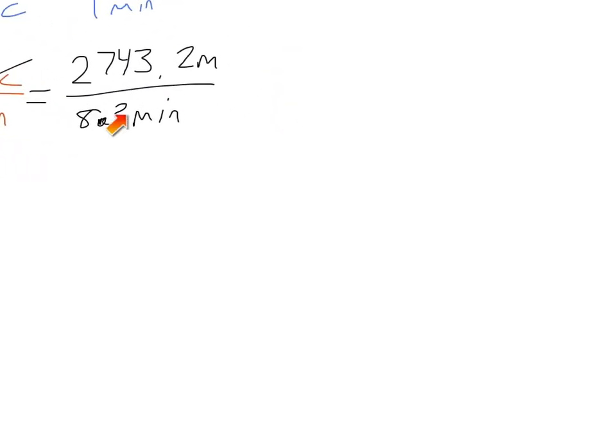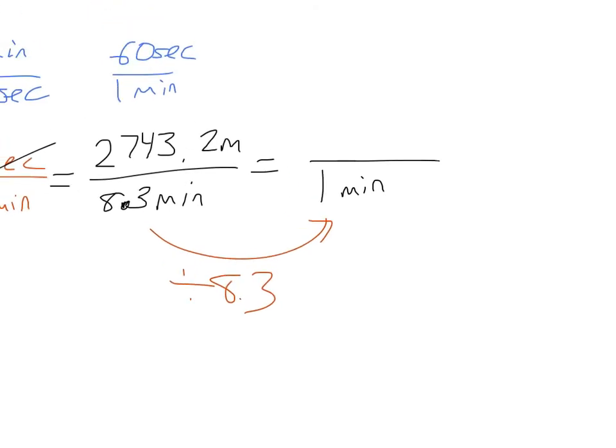So I need this minutes to become 1 minute, right? So what do I do to this thing to make it, instead of 8.3 minutes on bottom, to just be 1 minute? Well, what can I do to 8.3 to make it 1? Well, I could divide it by itself, which is 8.3. But if I do that, I've got to do the same to the top, right? Okay, so just divide that by 8.3. So on bottom, we know 8.3 divided by 8.3 is going to give us 1 minute. But now let's take that 2,743.2 meters, and let's divide that thing by 8.3 as well.